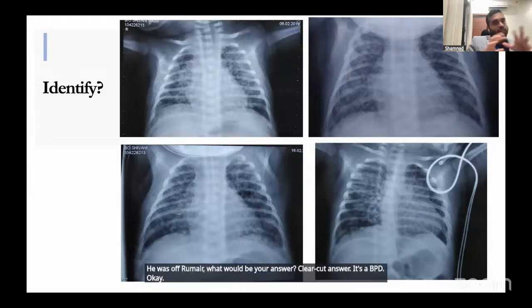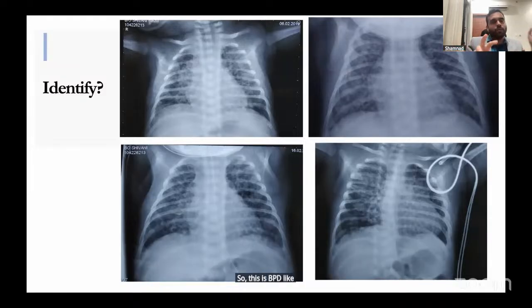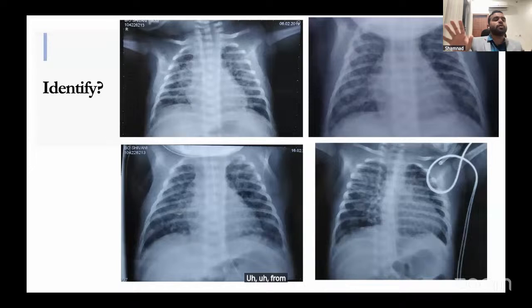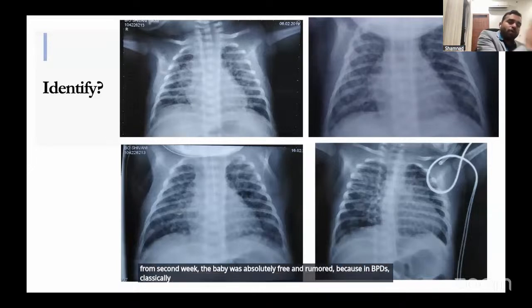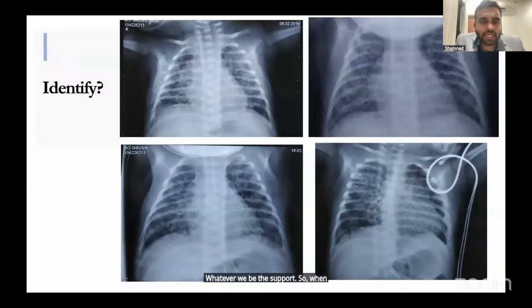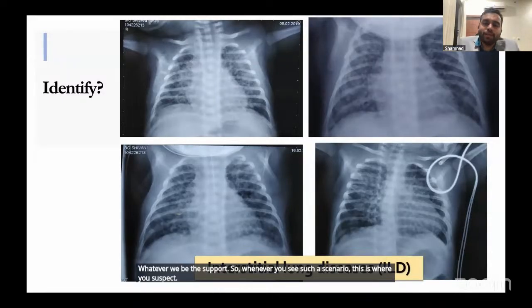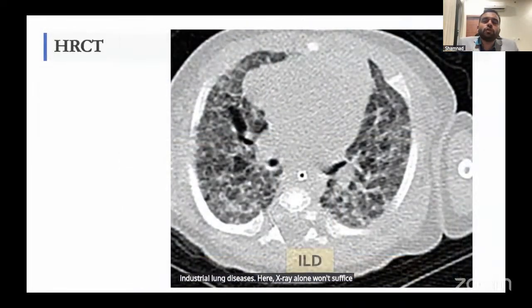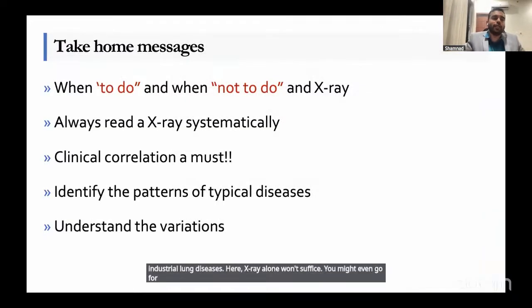So this is BPD-like X-ray change, but in between you are seeing what you see. From the second week, the baby was absolutely free and on room air, because in BPDs, classically, the baby will be on that support which he has been on from birth itself, whatever may be the support. So whenever you see such a scenario, this is where you suspect interstitial lung diseases. Here, X-ray alone won't suffice. You might even go for HRCT.